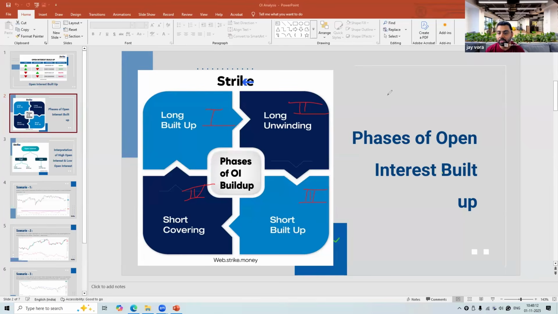But as I was mentioning earlier, take a general case where the prices are rising higher. Of course, people will start building their positions.